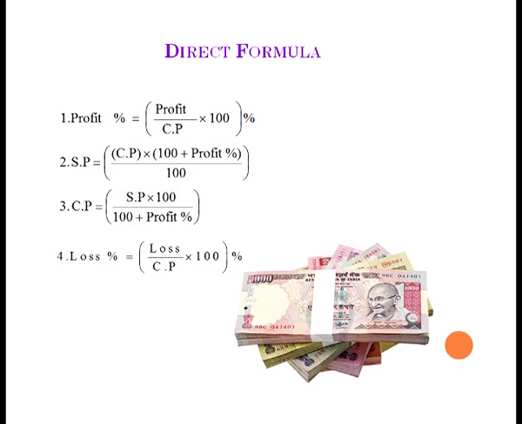Profit percent is equal to profit upon cost price multiplied by 100. Selling price is equal to cost price multiplied by 100 plus profit percent, whole upon 100. Cost price is equal to selling price multiplied by 100 upon 100 plus profit percent, and loss percent is equal to loss upon cost price into 100.